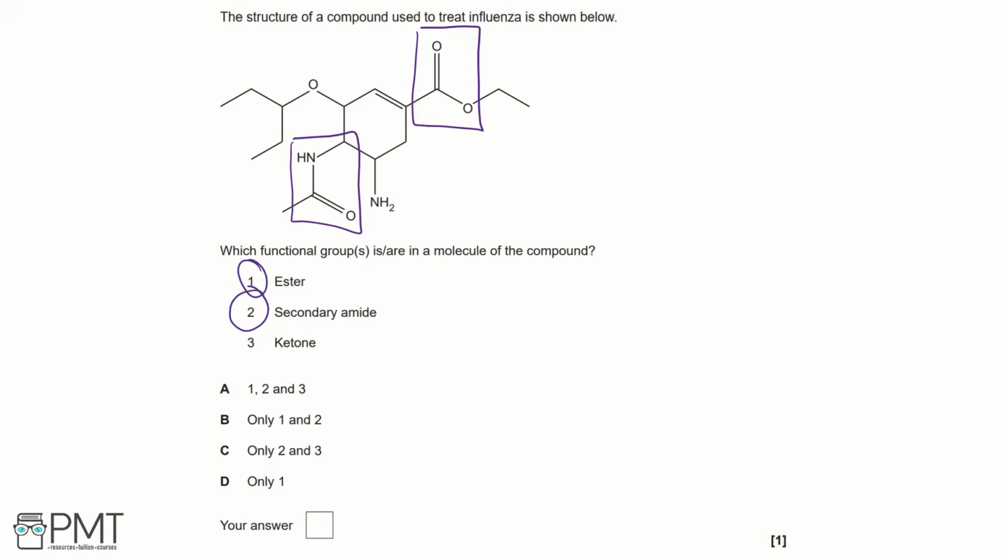Then looking for our ketone. In this compound there is no ketone group, so we can eliminate 3. A ketone would be a carbon doubly bonded to an oxygen with 2 R groups attached either side. And the R groups could not be a hydrogen or an OH group, because if it was a hydrogen we would have an aldehyde, and if it was an OH we would have a carboxylic acid. So looking at our options, we're looking for 1 and 2, which is B.